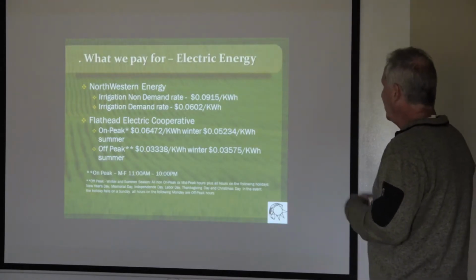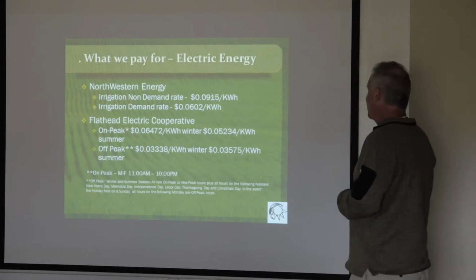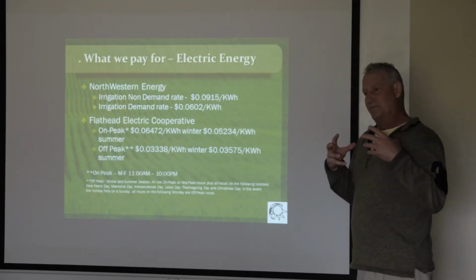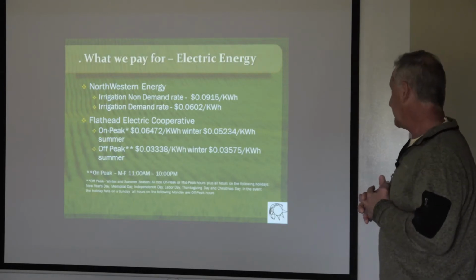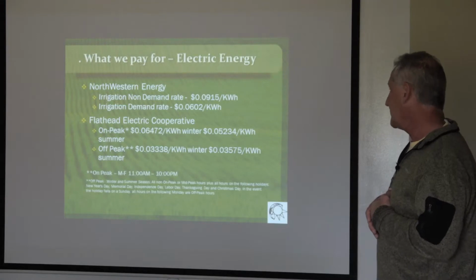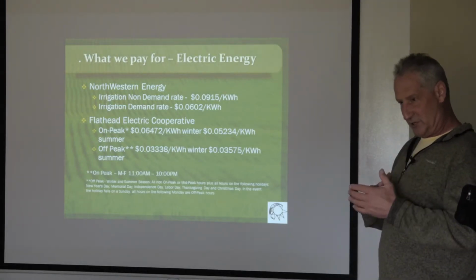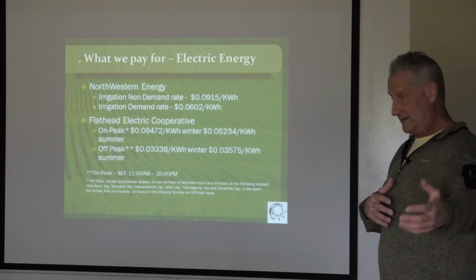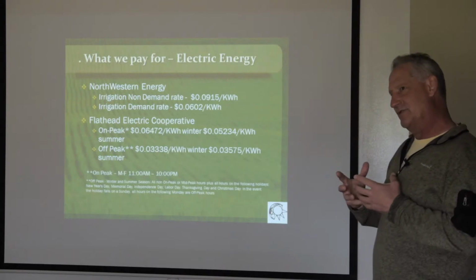Then for electric energy, Northwestern Energy, we pay, if you're non-demand, if you're not a demand customer, your irrigation costs about 9 cents a kilowatt hour. If you do have demand, it's about 6 cents a kilowatt hour because part of your energy bill is paid for in demand.